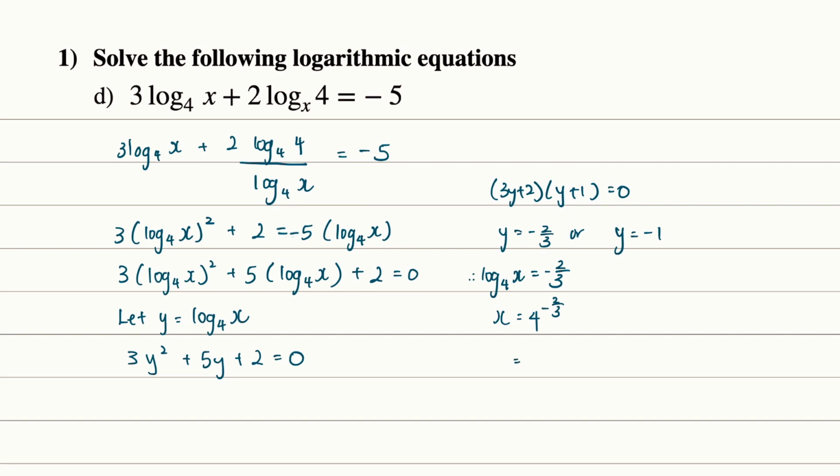And if you would like to simplify it further, it is actually 2 to the power of minus 4 over 3. Similarly, log to the base 4 of x is equal to minus 1, and x is equal to 4 to the power of minus 1, which is equal to 1/4.